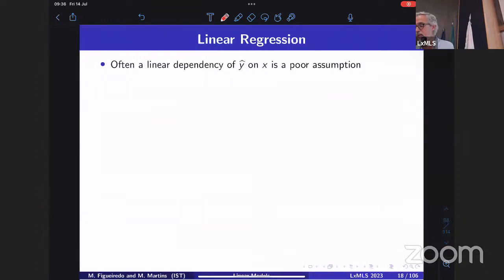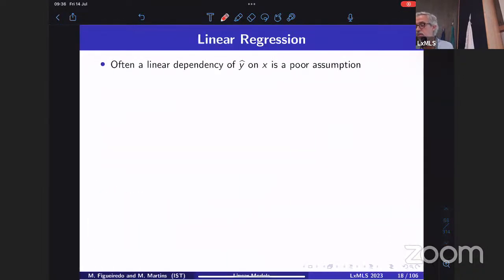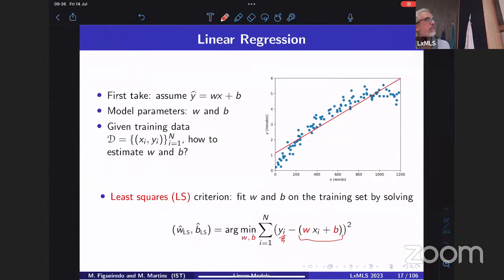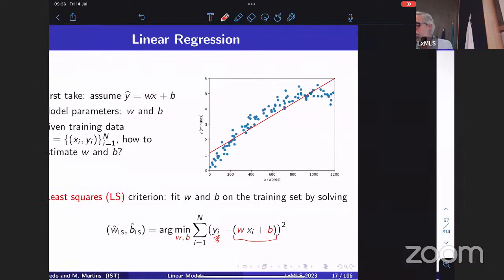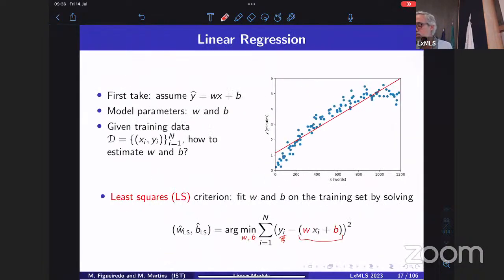And so you can try to solve this. We will see how to solve it in a second, in a more general case. If you solve that problem with respect to W and B, you get that straight line, which is the fit. Yeah, it's okay, but it's not great. So let's try to do a little better. Let's get smart and do polynomial regression. That looks like quadratic, maybe cubic, I don't know.